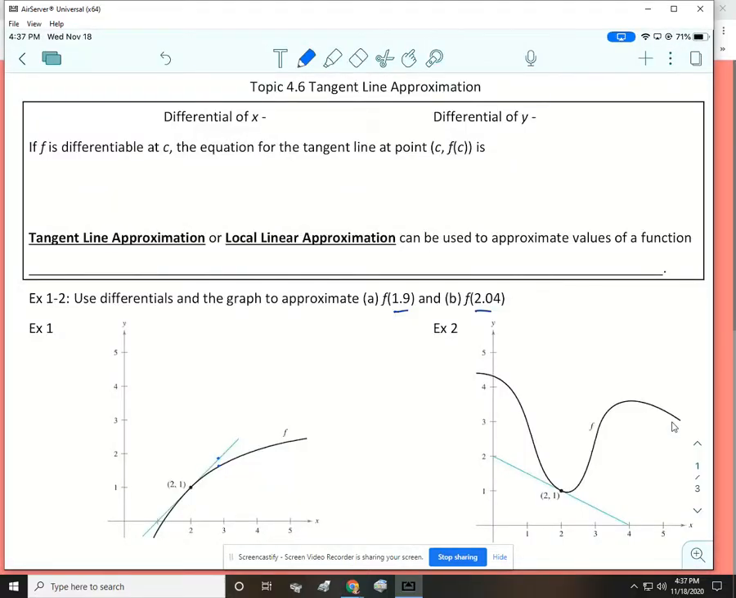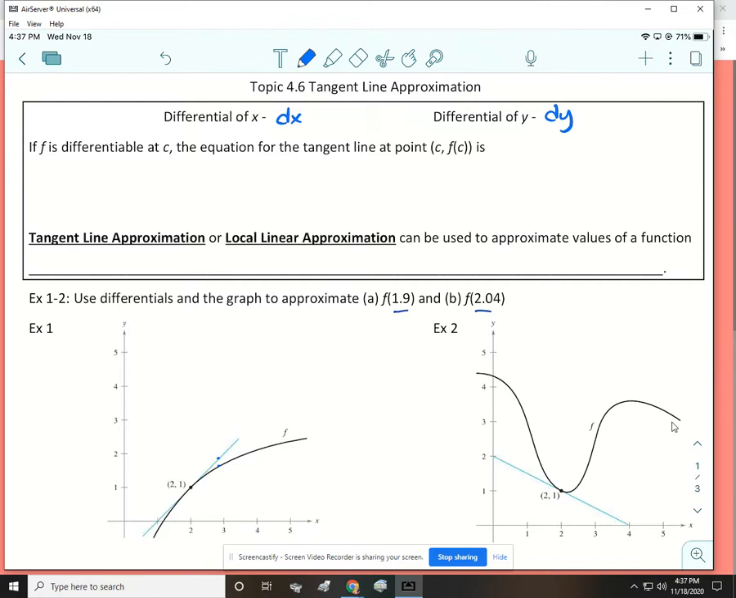All right, so topic 4.6 is on tangent line approximation. And before we get started with that, I just want to talk about what the differential of x and differential of y look like. We've been using them a lot. I just haven't given you the name. So differential of x is dx, and differential of y is dy. So that's just what that stands for.